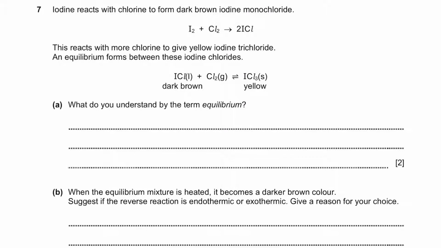Question 7. Iodine reacts with chlorine to form dark brown iodine monochloride. The chemical equation representing this is given here. This reacts with more chlorine to give yellow iodine trichloride.